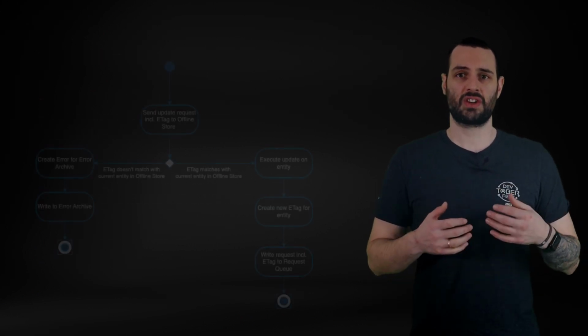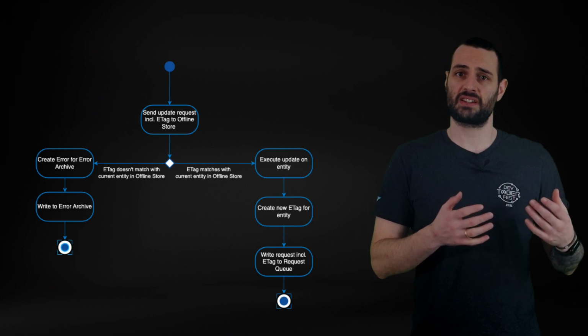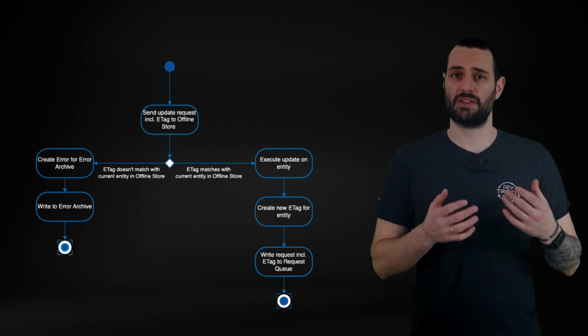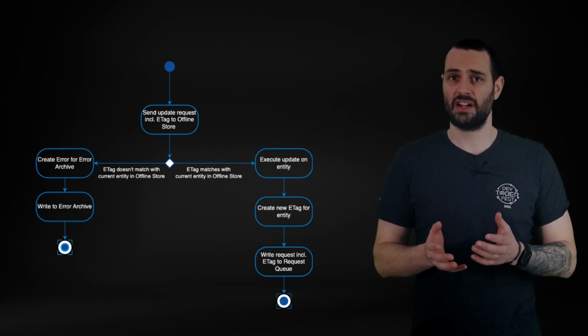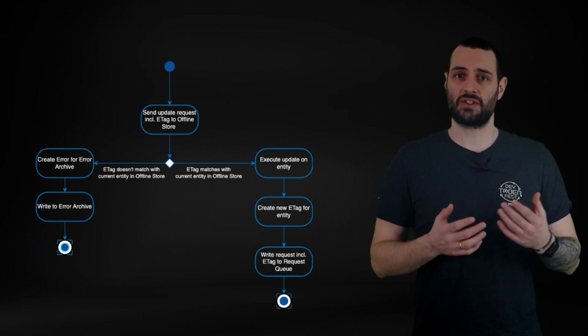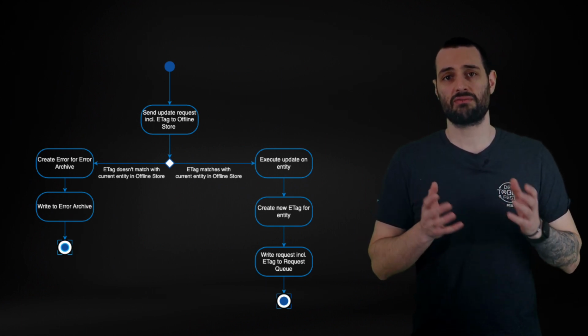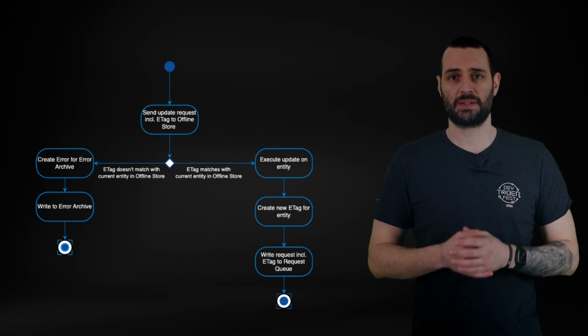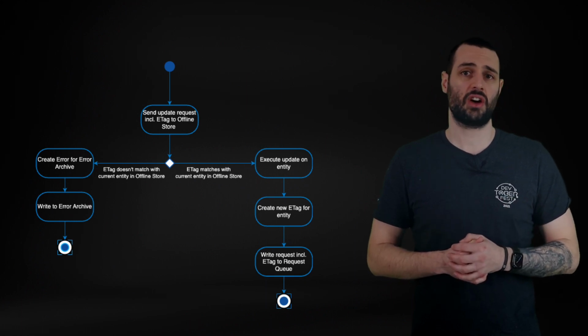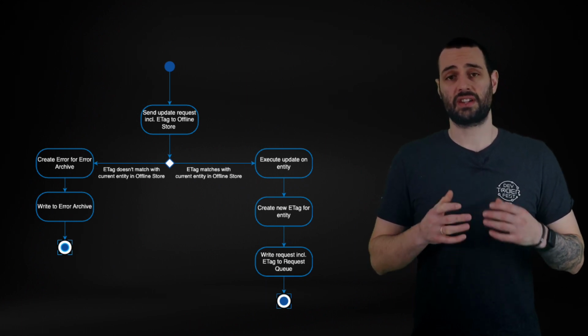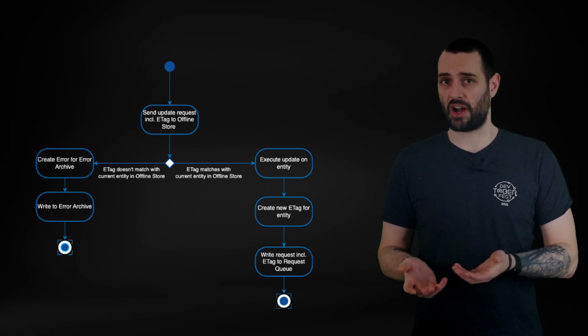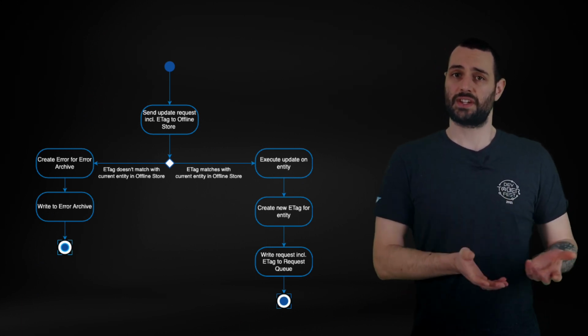OData supports conflict resolution using HTTP e-tags. When an entity is updated, the client specifies the e-tag of the entity. If it does not match the current server version, the request is rejected. So offline OData apps can use e-tags to detect and prevent conflicts from happening. Rejected requests are added to the error archive, as we know, for the client to fix.